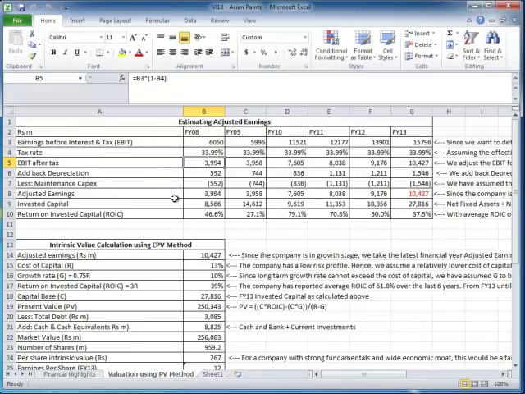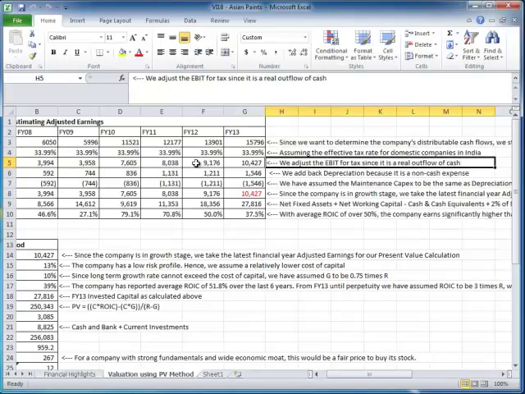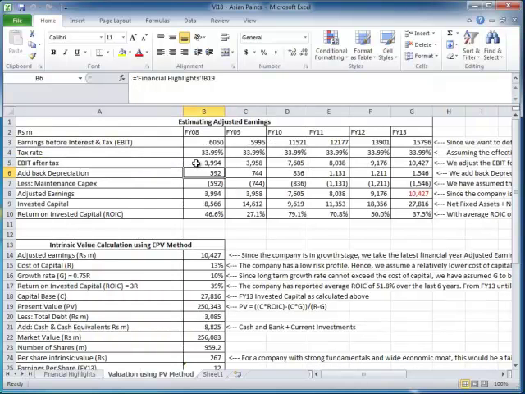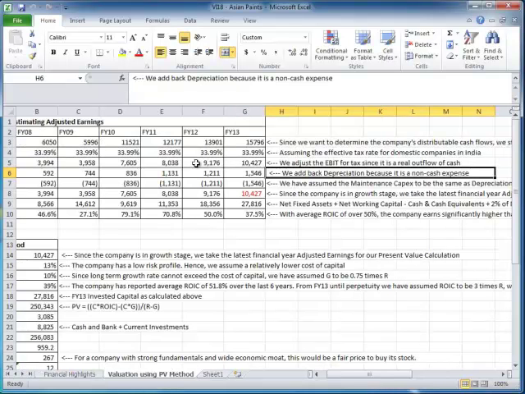Then we get the EBIT after tax. This is just the EBIT times 1 minus the tax rate, calculated for each of the years. We adjust EBIT for tax since it is a real outflow of cash. Next, we add back depreciation, again taken from the financial highlights. We add back depreciation because it is a non-cash expense. We're trying to get the free cash flow.